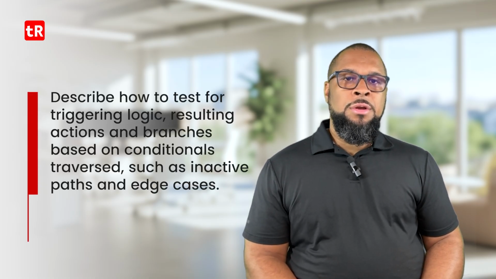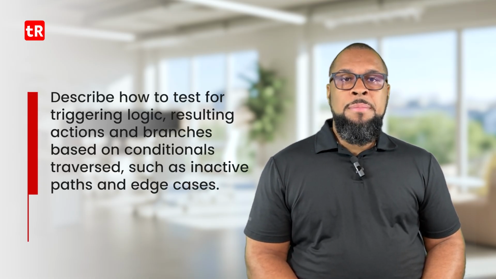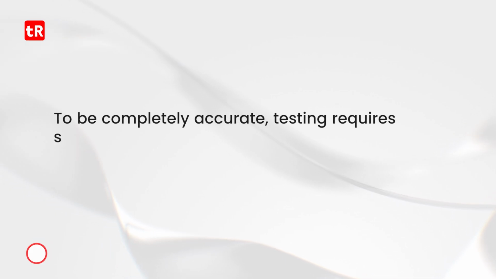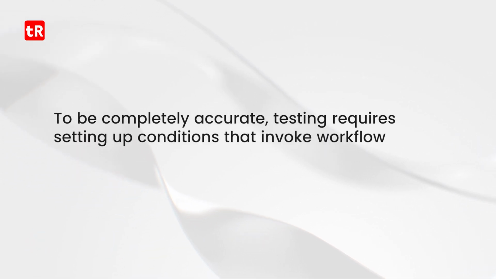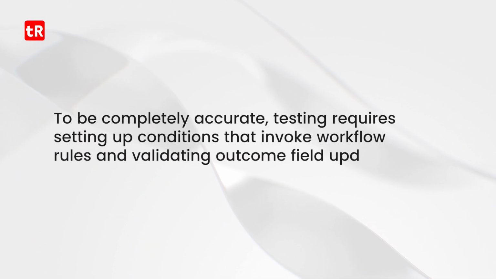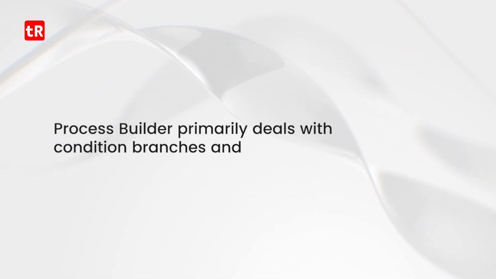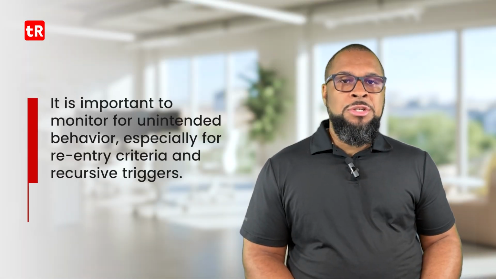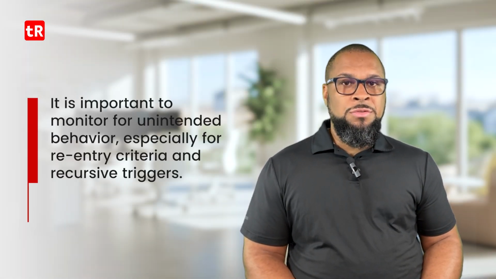You would generally describe how to test for triggering logic, resulting actions, and branches based on conditionals traversed, such as inactive paths and edge cases. To be completely accurate, testing requires setting up conditions that invoke workflow rules and validating outcome field updates, email alerts, and tasks. Process Builder primarily deals with condition branches and action orders. Additional edge cases where records do not meet criteria must also be tested. It is important to monitor for unintended behavior, especially for re-entry criteria and recursive triggers.